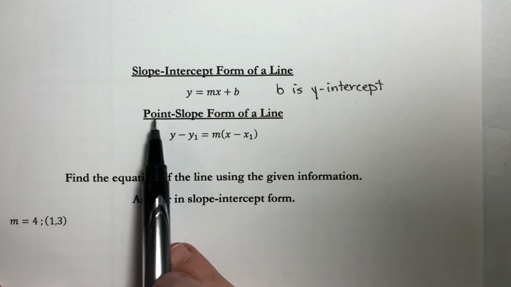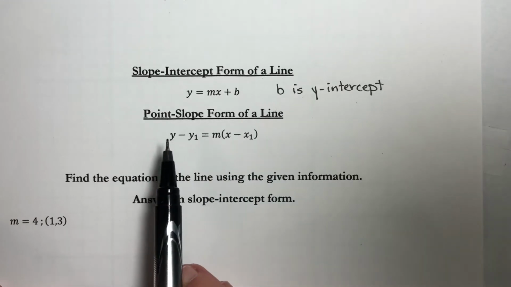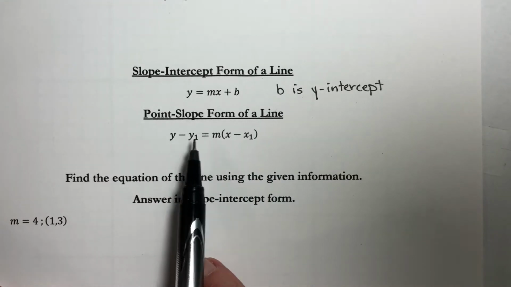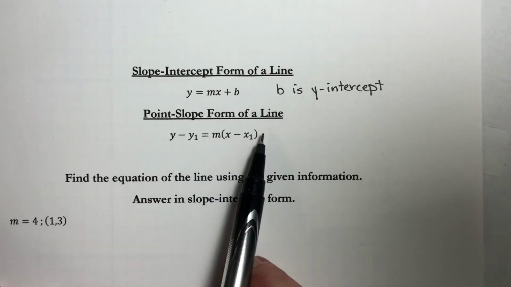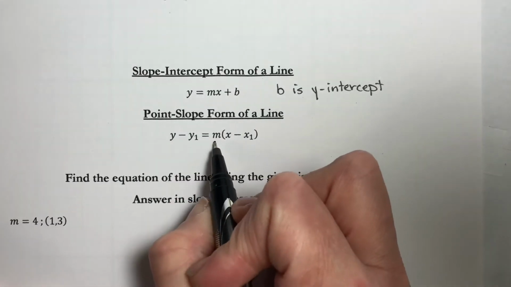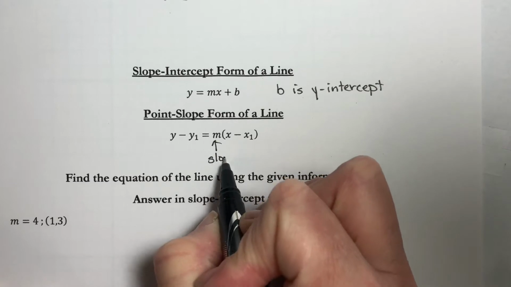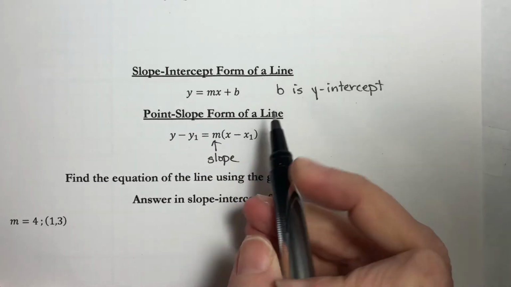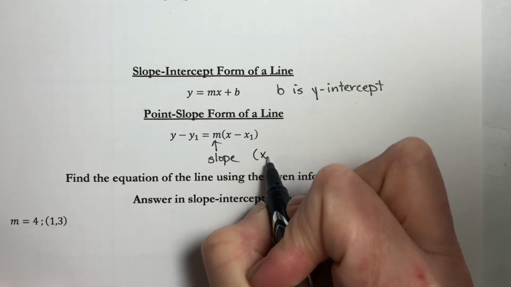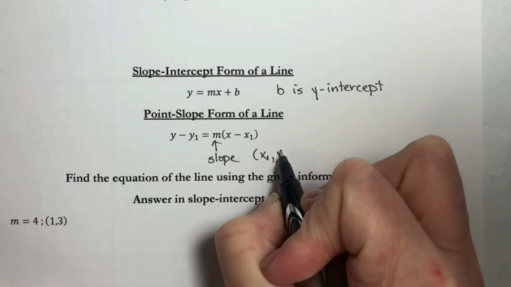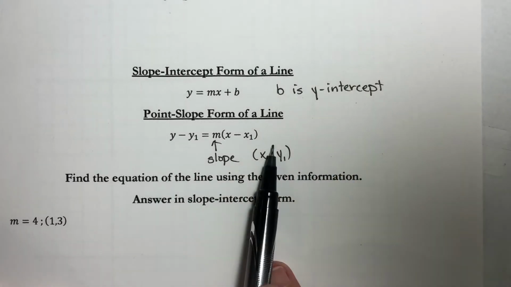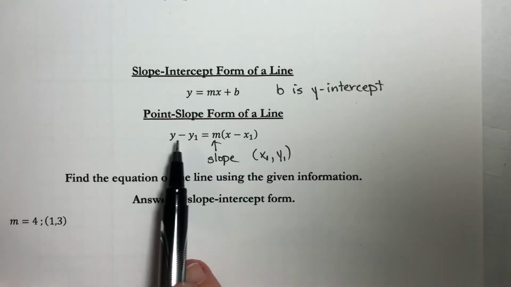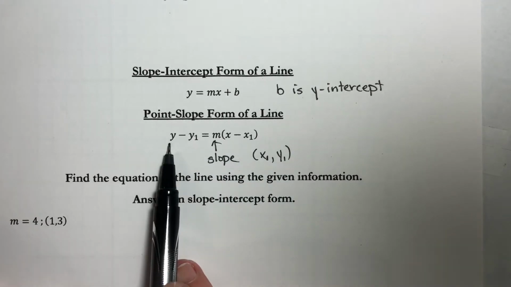Then we have point-slope form of a line. This is y minus y1 is equal to m times x minus x1. You will use this when you are given a slope and you're given some other point, x1, y1. Now, what a lot of people get mixed up on this one is people want to plug into regular x and regular y.